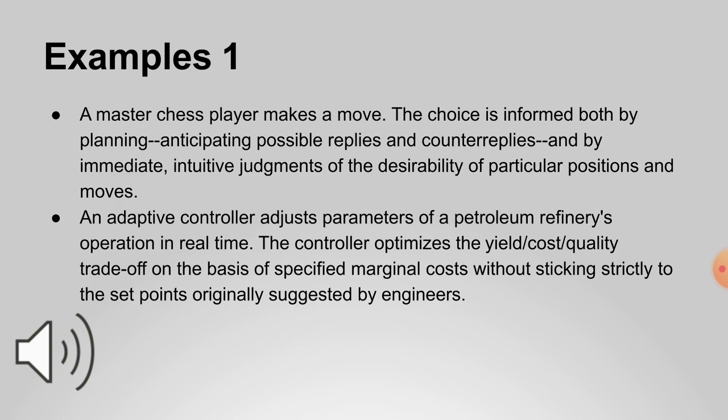To understand it in a better way, we take some examples. For example, a master chess player makes some moves. The choice is informed by planning, anticipated replies and counter replies, and by immediate intuitive judgment of the desirability of particular positions and moves. An adaptive controller adjusts the parameters of a petroleum refinery's operation in real time. The controller optimizes the yield, cost, and quality trade-off on the basis of the specific marginal cost, without sticking strictly to the set points originally suggested by the engineer.